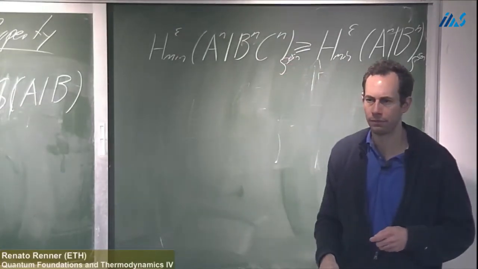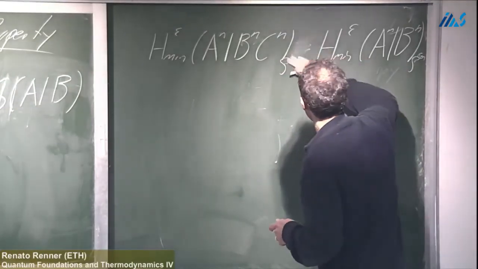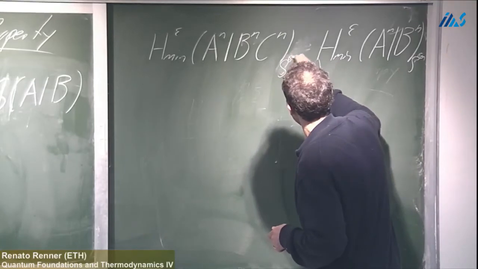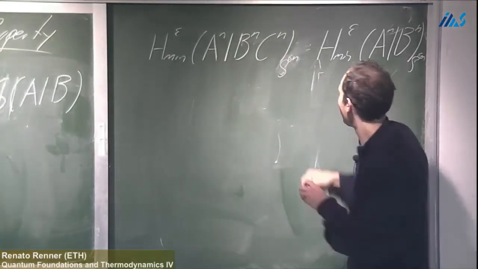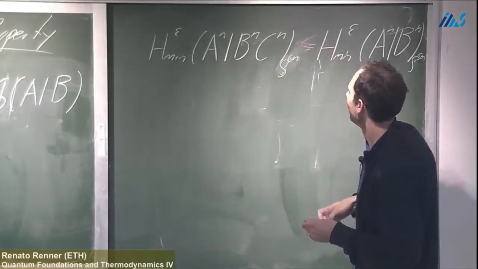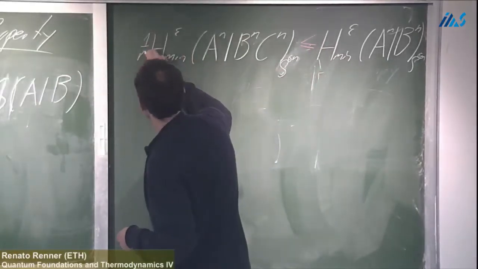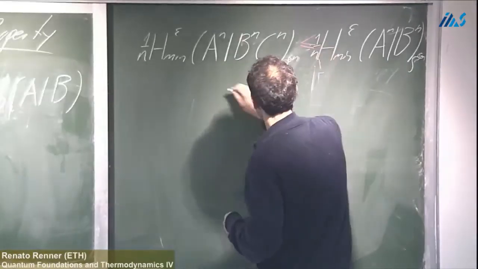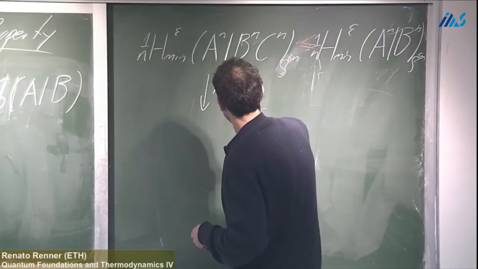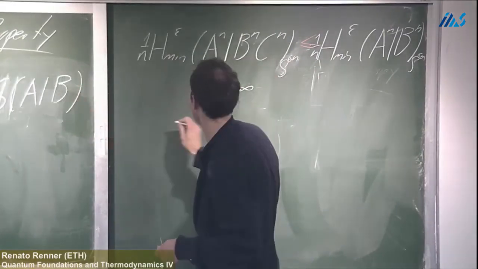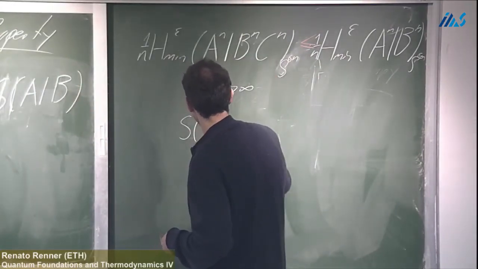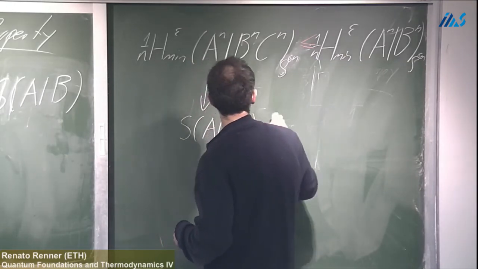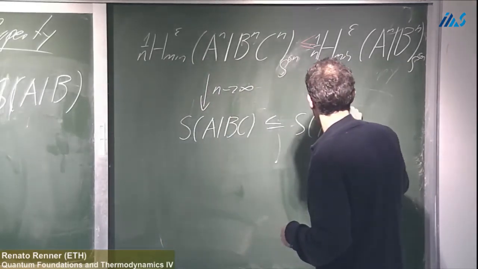Sorry? Oh, sorry, yes, thank you. Of course, this was in the other direction. So here it's important that there is that sign. And now I normalize it, which I can of course do on both sides. And now I take the limit, n going to infinity. And now, according to the asymptotic equipartition property, I get here the von Neumann entropy of A given B, C. And on the right-hand side, I get that.